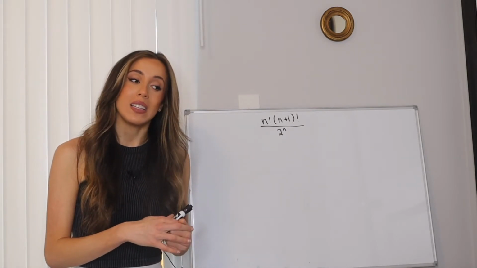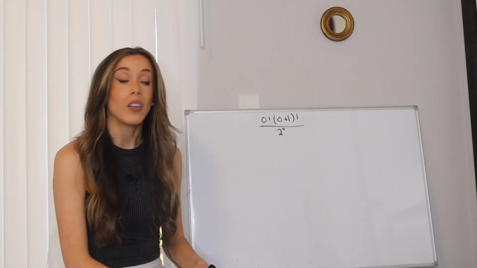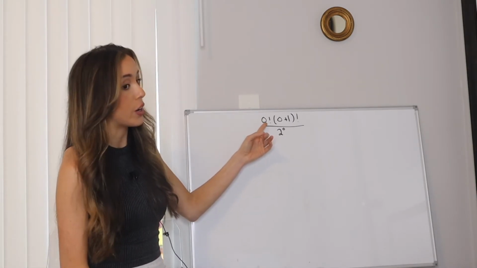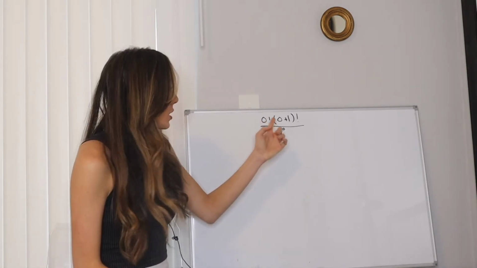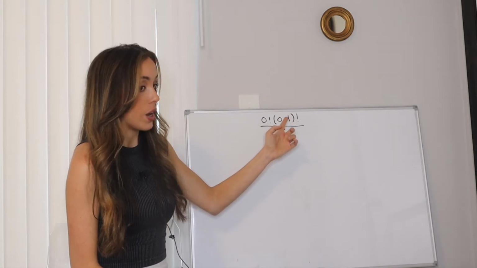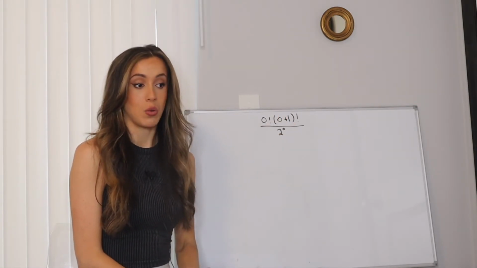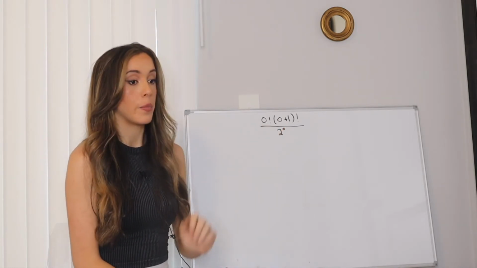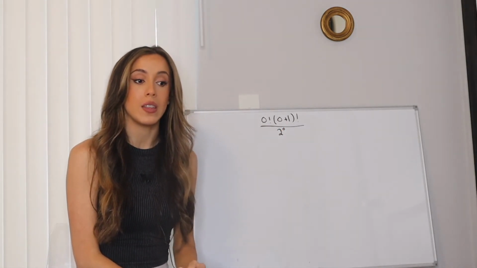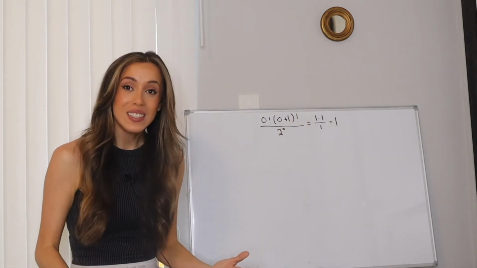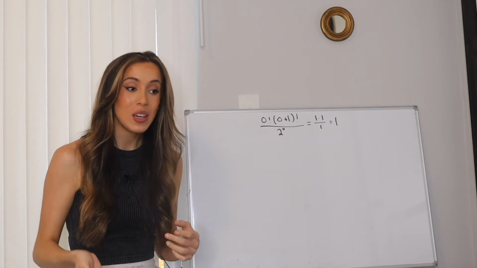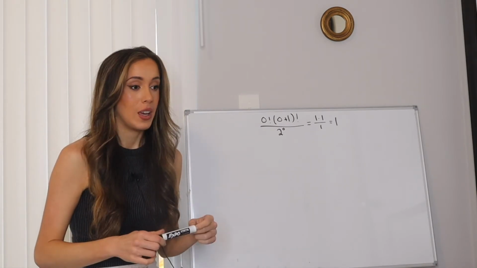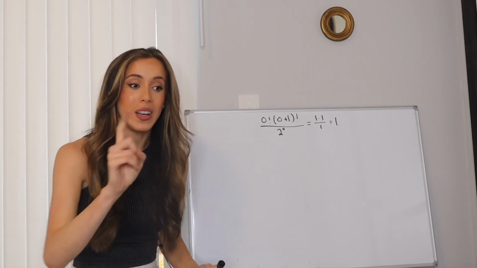Now, let's plug in 0 for n. We already stated that 0 factorial is 1. 0 plus 1 is 1. 1 factorial is 1. 2 to the 0 power is 1. Thus, when we simplify this, we obtain 1. This is how nothing produces something. An empty set produces 1.